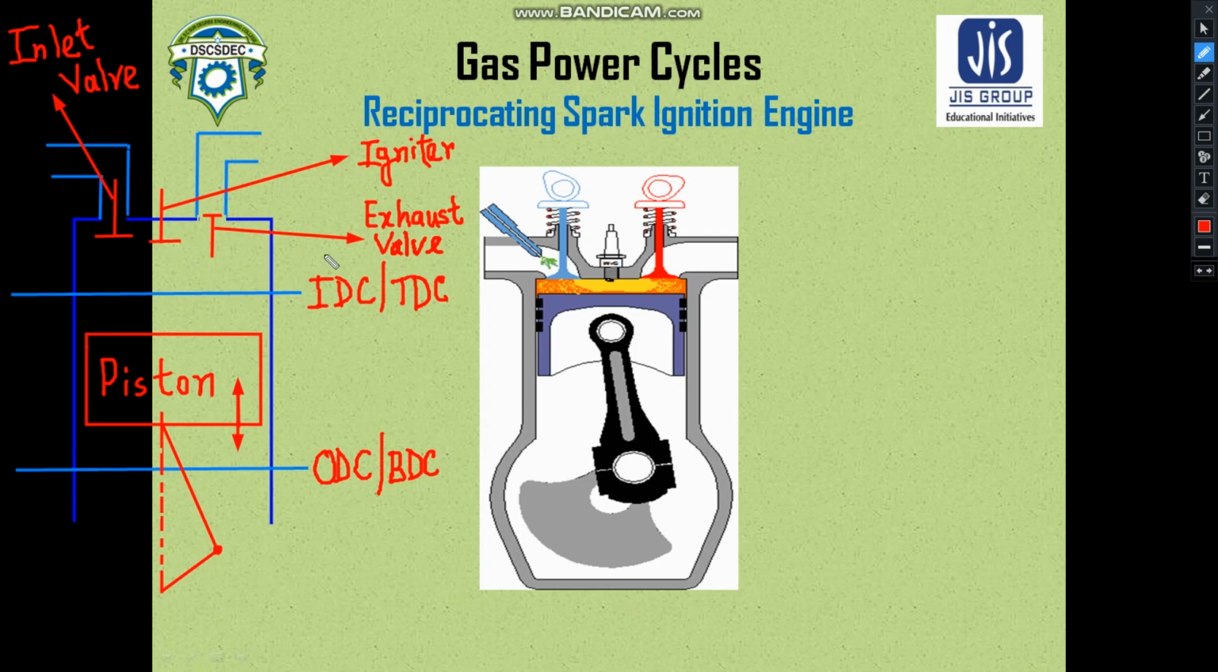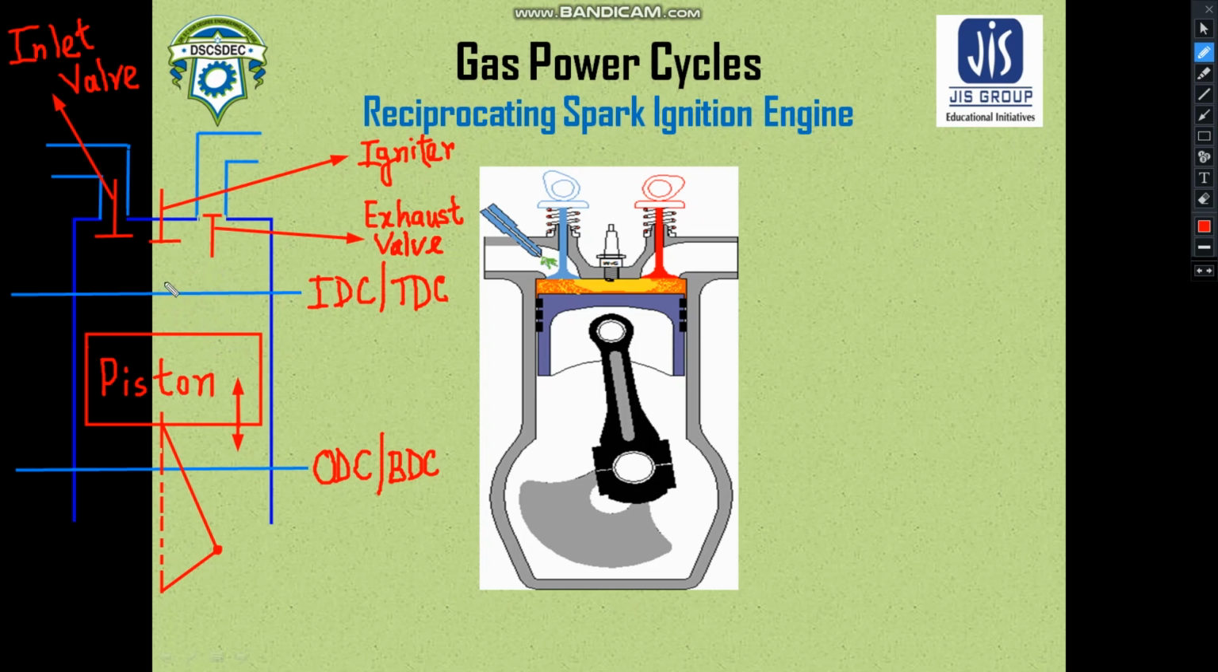Then let us start with the first process. What happens when the piston is at TDC? The inlet valve starts to open. As the inlet valve is open, what happens? The air and fuel mixture, which is generally called the charge, enters this closed system. And what happens then?